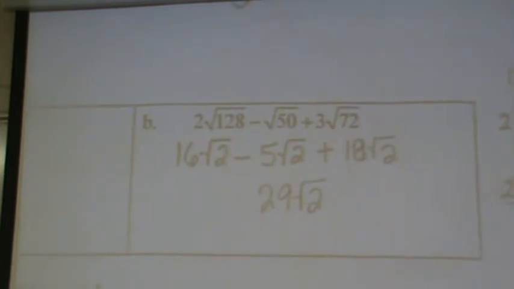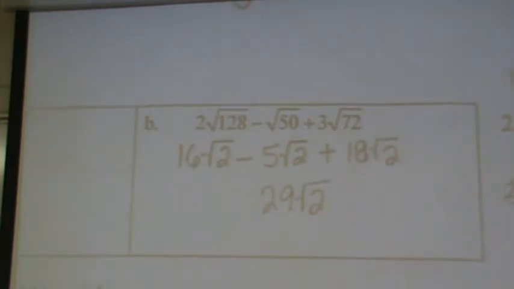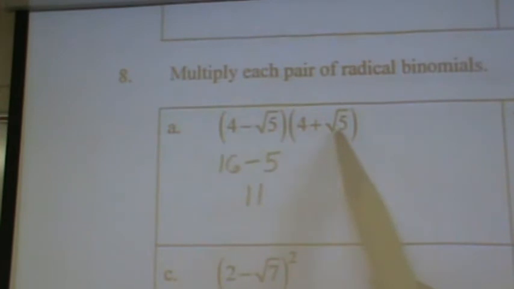For 8, you're going to FOIL. 4 times 4 is 16. The next two cancel out because it's plus or minus root 5. And then root 5 times root 5 is minus 5. 16 minus 5 is 11.